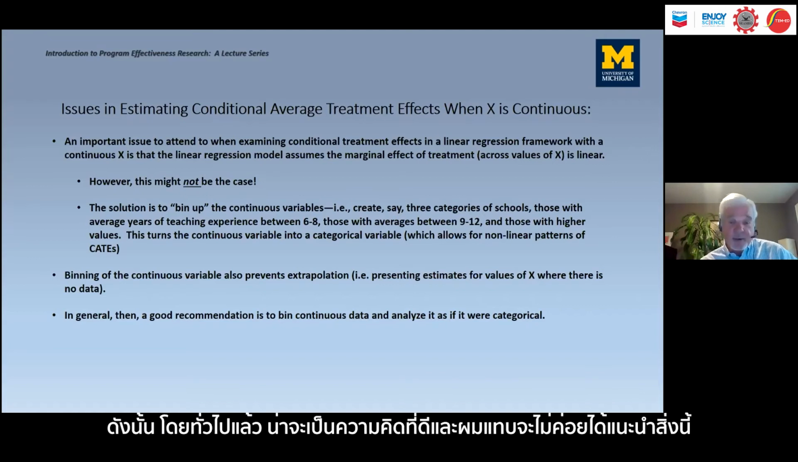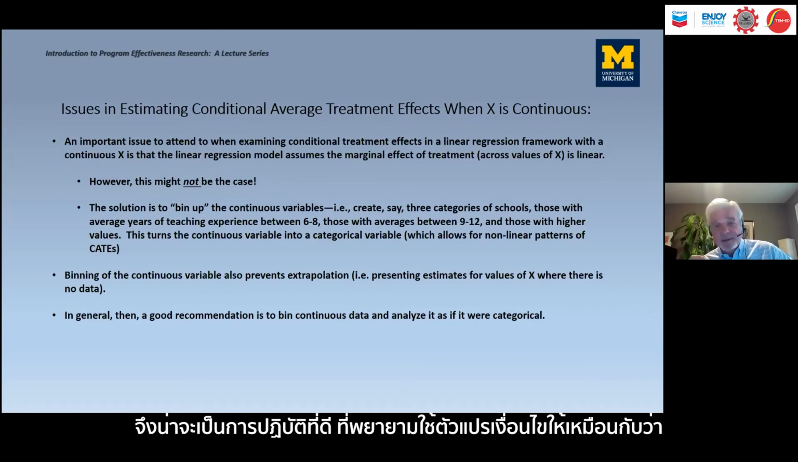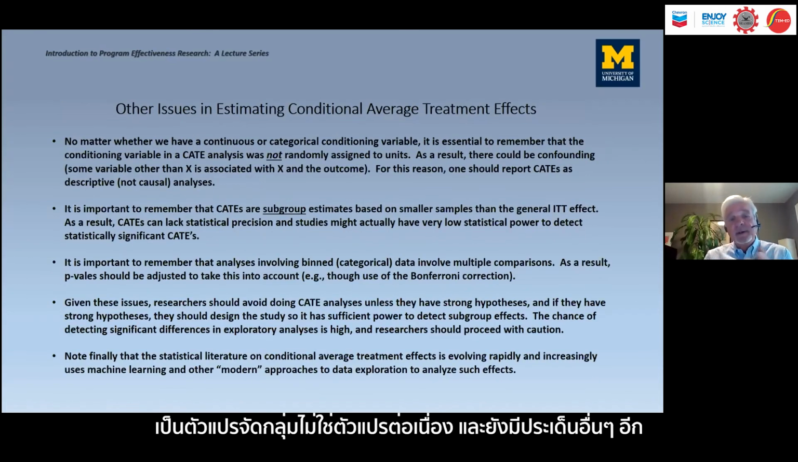So in general, it's probably a good idea, and I hardly ever recommend this, but for continuous treatment, for conditional average treatment effects, it's probably good practice to try to use the conditioning variable as if it were categorical, not continuous. A bunch of other issues.